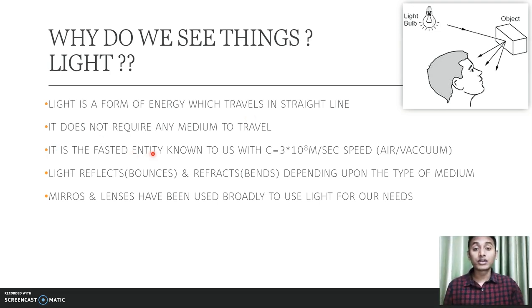And it has been found that light has a speed of 3 into 10 to the power of 8 meter per second, which is too much. And it is the fastest entity known to us. Please note that this speed of light has been calculated in vacuum, or approximately the same in air. Light gives two basic phenomena depending upon the type of medium on which it is falling. It reflects or refracts. We'll study about them. Mirrors and lenses are two tools which we have made to broadly use the properties of light for our own needs.